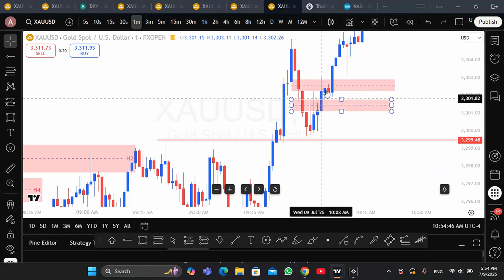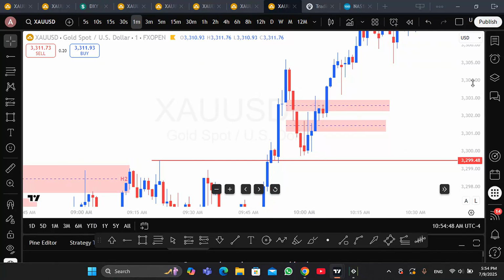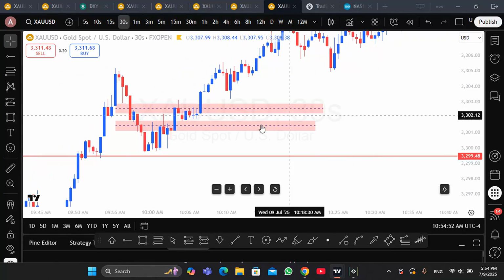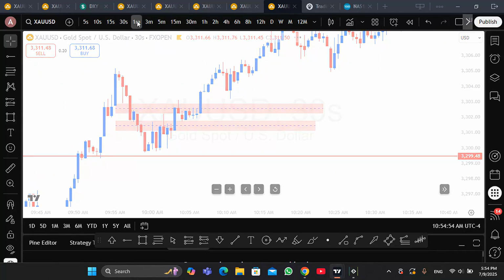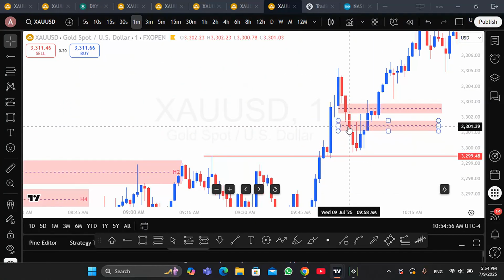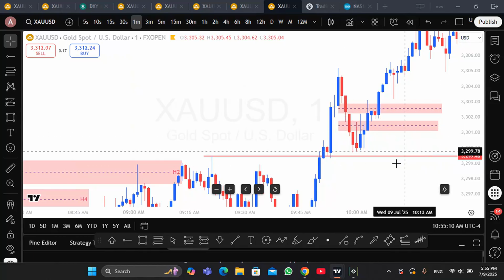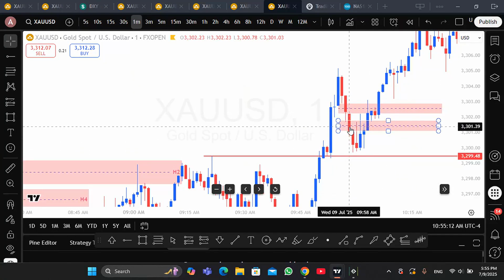What are these areas? I will explain. On the lower time frame, you can see that this is a fair value gap, and this is a fair value gap. You can consider this an inverted fair value gap. So how I utilized it: this is a fair value gap and this is a fair value gap.